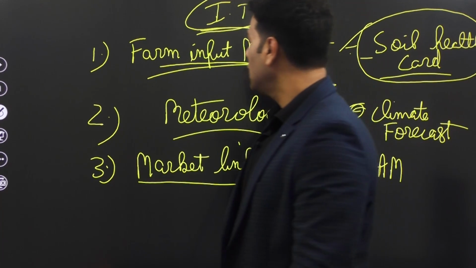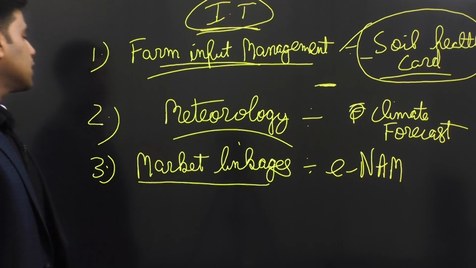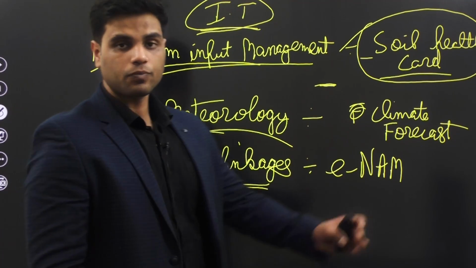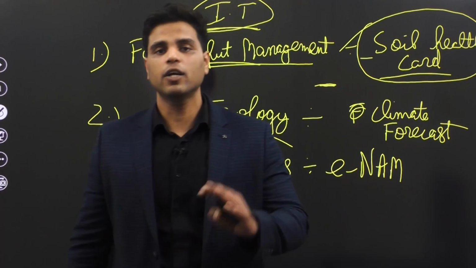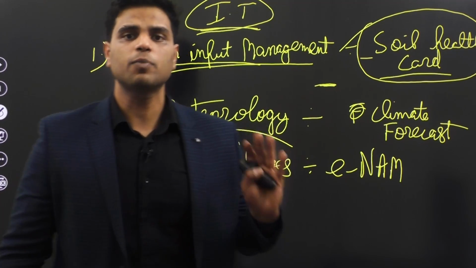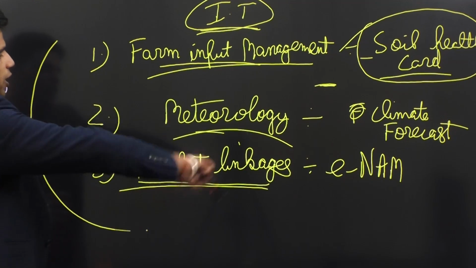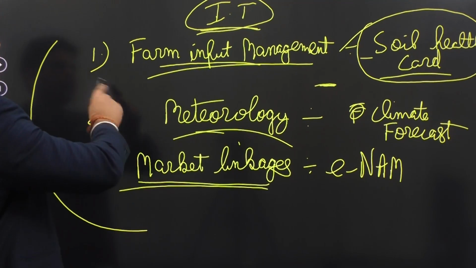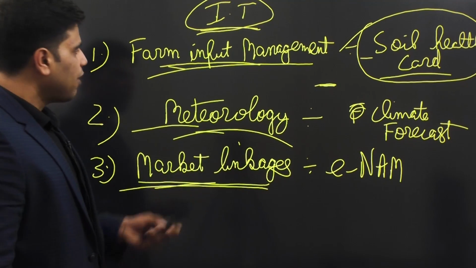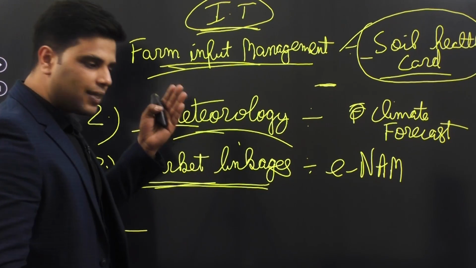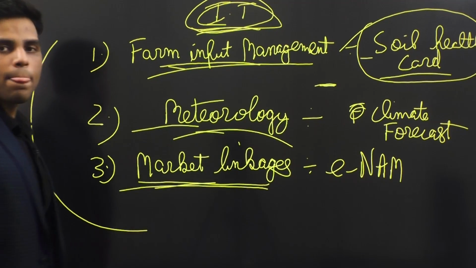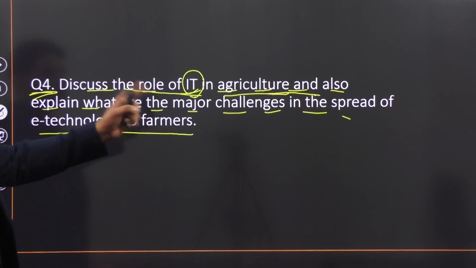Makes sense? Clear? So farm input management, meteorological services, market linkages, and many more. And you'll get information about many other applications of IT in agriculture in the model answers. But my point was that you should structure your answer in such a way. All right? So farm input management, meteorology, market linkages, and many more. Farmers will get information at the comfort of their own homes through IT. Clear? Now, what are the major challenges?